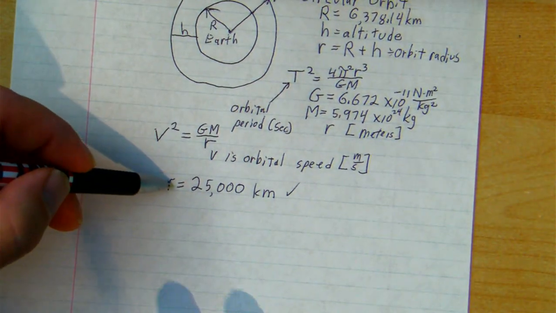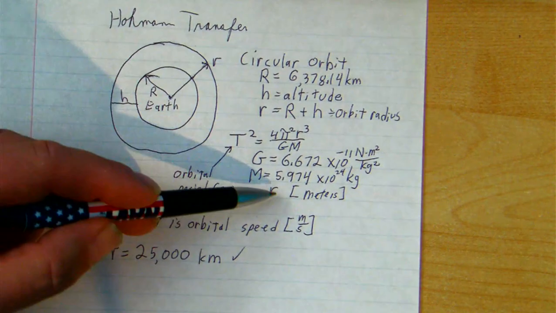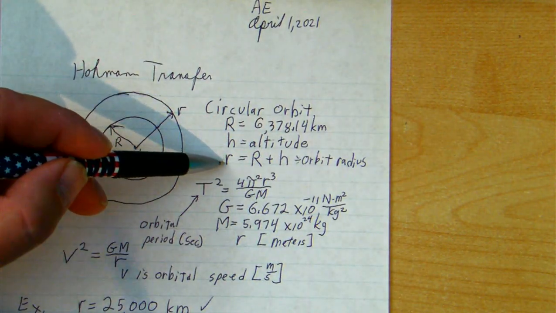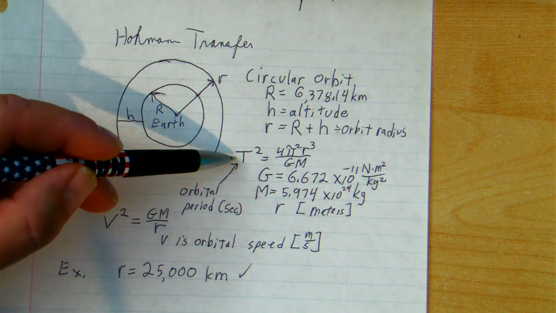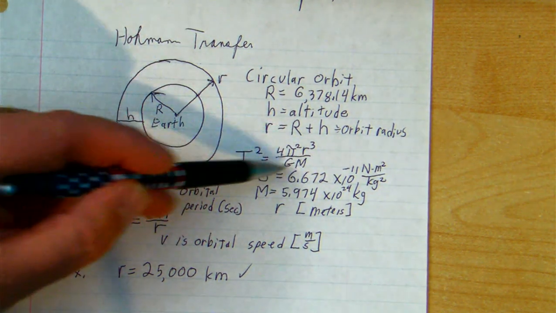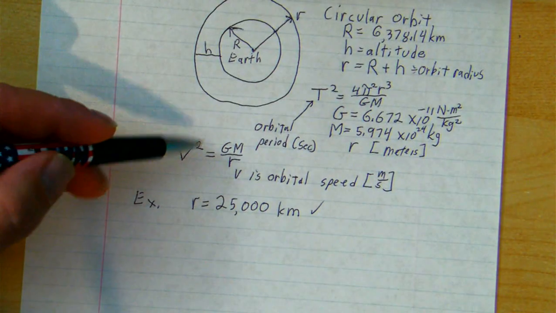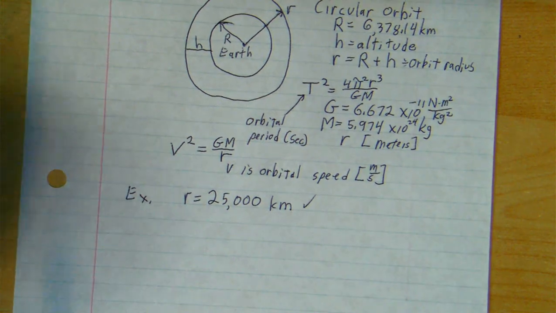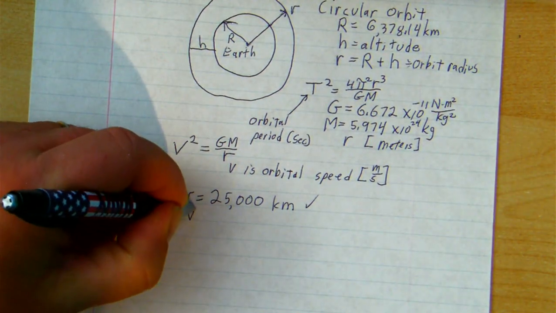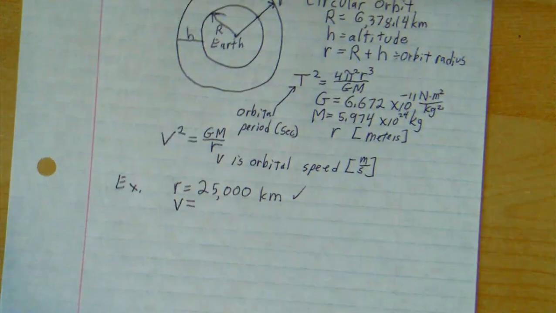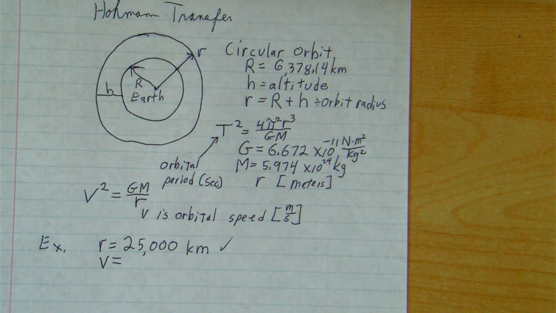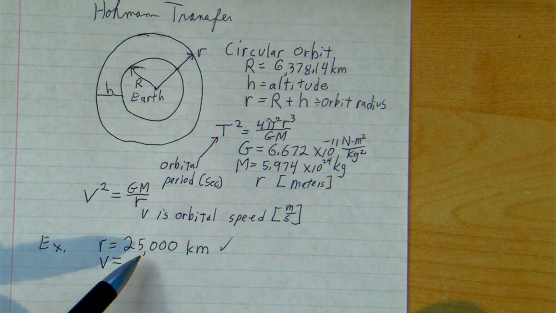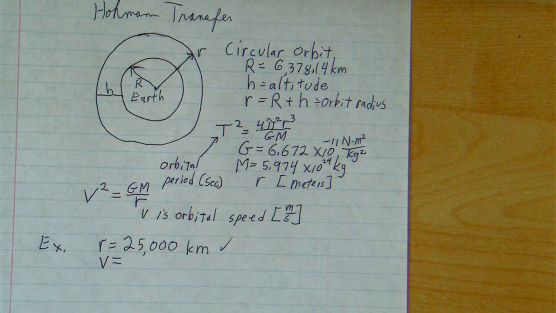If we were given the altitude instead, we'd have to solve to get the orbit radius. If we had been given the period instead, we would have had to solve for the orbit radius. But as luck would have it, the student gave us the orbital radius to start off with, and that's what we need. The other thing that we need is the orbital speed. So calculate, please, for a satellite in a circular orbit around the Earth with an orbit radius of 25,000 kilometers, what would be the value of the orbital speed? Calculate, please.